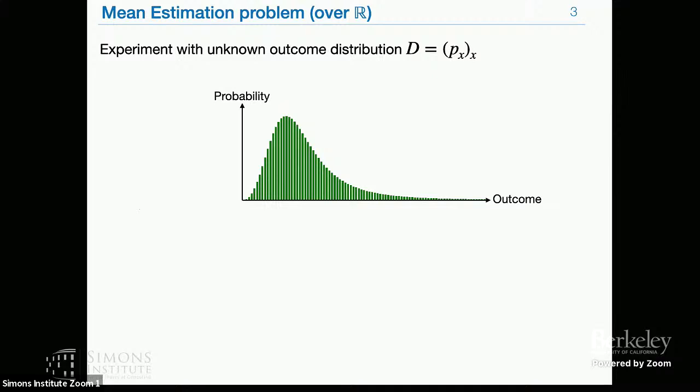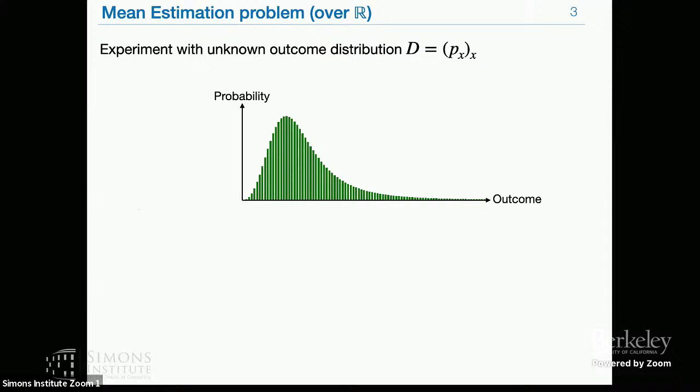Okay, so let me start with this work on statistical estimation, and it's about the mean estimation problem in the one-dimensional case over the reals. It's a very standard problem in the classical setting, which is pretty well known. And the setup is defined as follows.